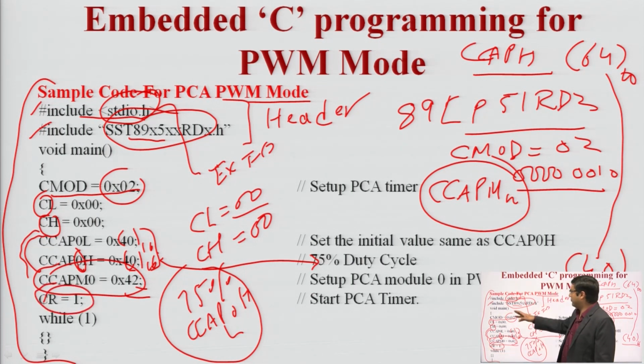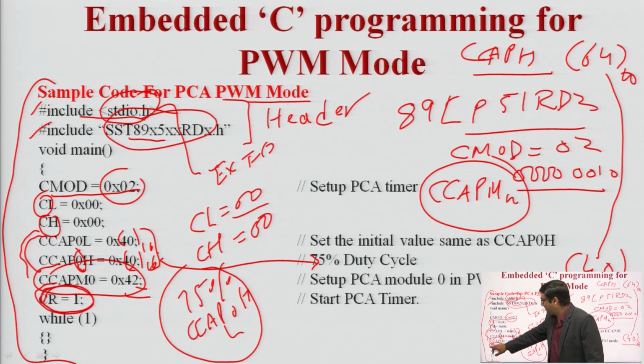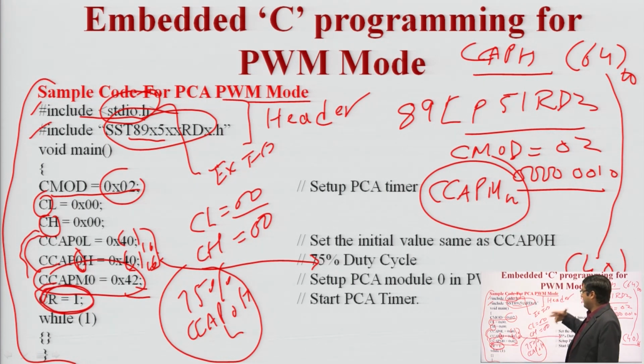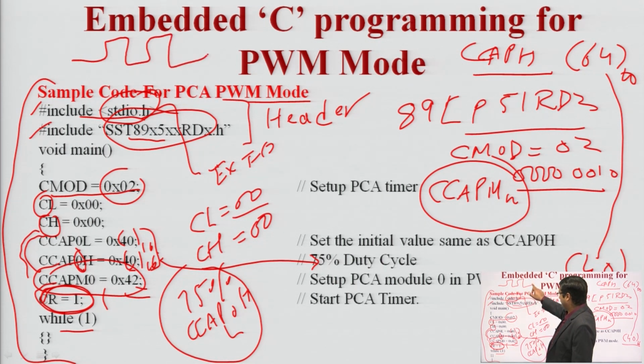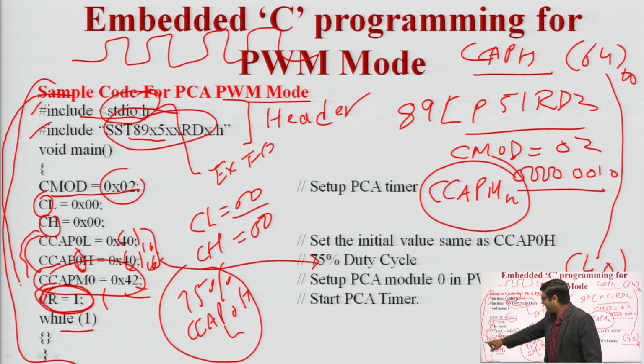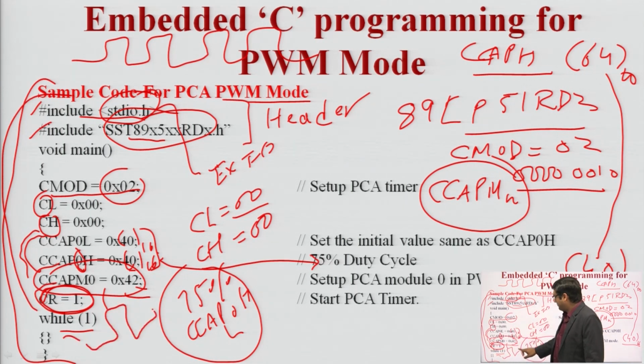Why CR? We are going to start the timer, so CR should be set, because when this is set, we initialize the timer operations. The while loop means it will go into an infinite loop, and whatever we are calculating here will remain continuous. So, this is the C language programming of PCA in PWM mode of operation.